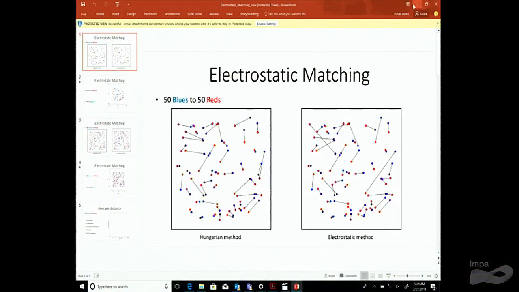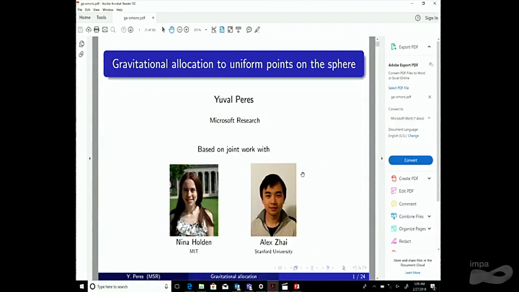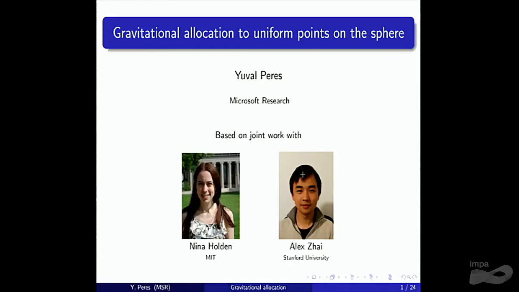Okay, so we go back to the talk. Okay, so this is joint work with two really fantastic interns, Nina Holden from MIT and Alex Jai from Stanford. This is a good opportunity to remind those of you who are students and those of you who advise students, that we have an internship and student visitor program at Microsoft, and these are two of the real stars that were in that program.